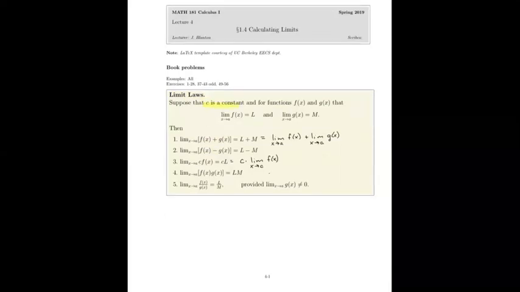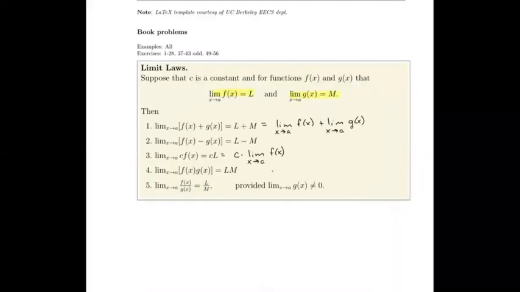So we let c be a constant. In other words, that's some real number. It's just standing in place for any real number. And we have functions f of x and g of x that have limits as x approaches a. The limit as x approaches a of f of x is L, and the limit as x approaches a of g of x is equal to m. So two different limits, L and m. Now these two limits exist, right? Since they are equal to L and m, some real numbers.